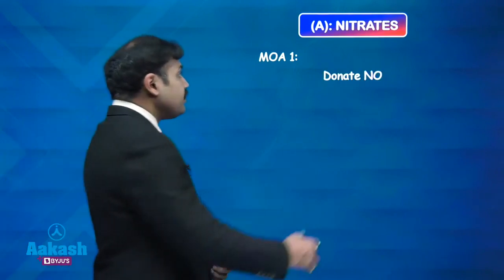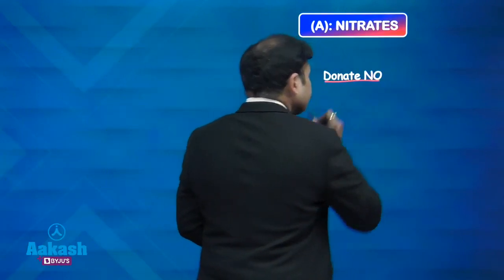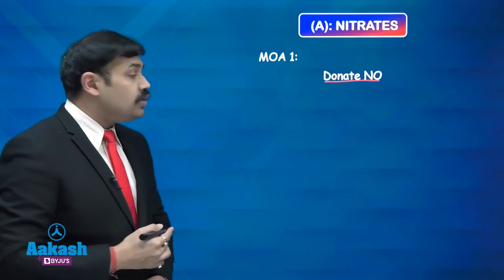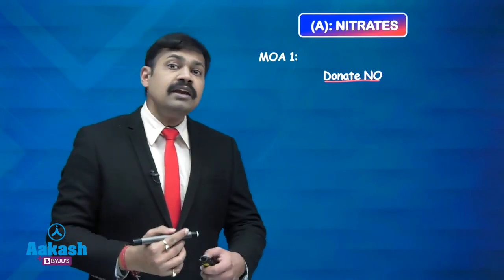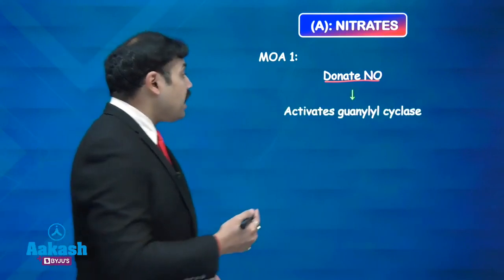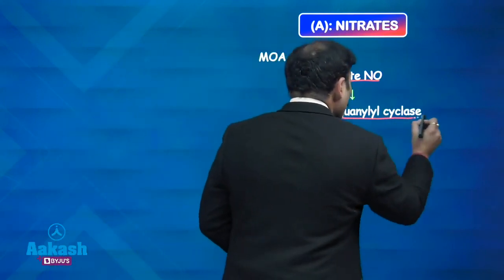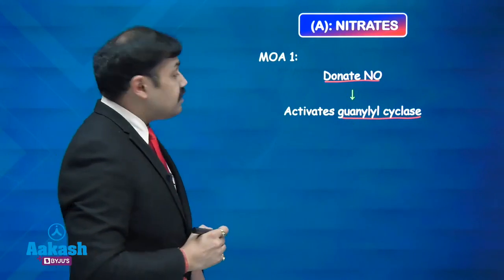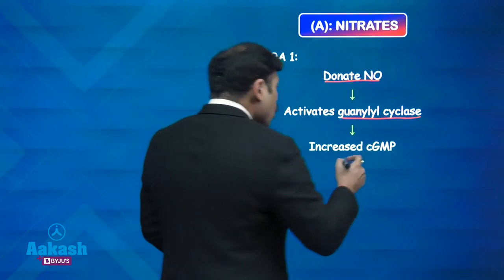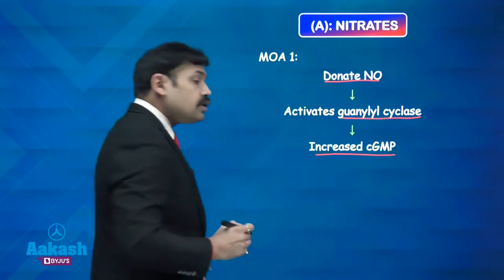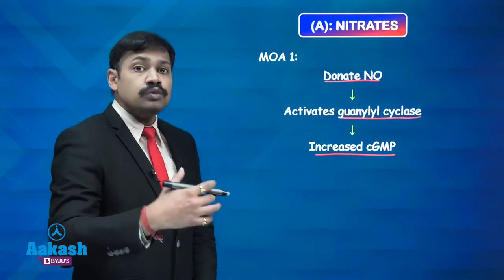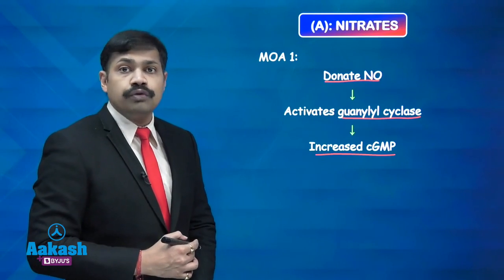How do they act? Nitrates donate nitric oxide, something similar to what sodium nitroprusside does. They also donate a molecule of nitric oxide, and we know nitric oxide is a vasodilator. Sir, how does it cause vasodilation? By activating an enzyme known as guanylyl cyclase. Guanylyl cyclase is the enzyme which produces cyclic guanosine monophosphate.